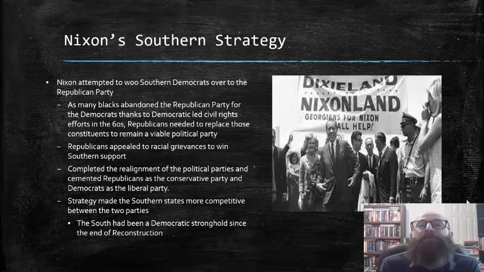Republicans appealed directly to many of the racial grievances invoked by the civil rights movement among these Southern Democrats to win Southern support. And this Southern strategy basically completed the realignment of the political parties and cemented Republicans as the conservative party and Democrats as the liberal party. The South had been a Democratic stronghold since the end of Reconstruction, but this Southern strategy made the Southern states more competitive between the two parties.